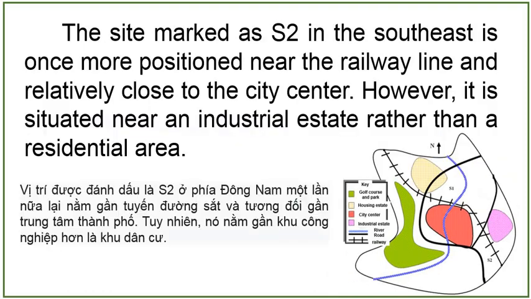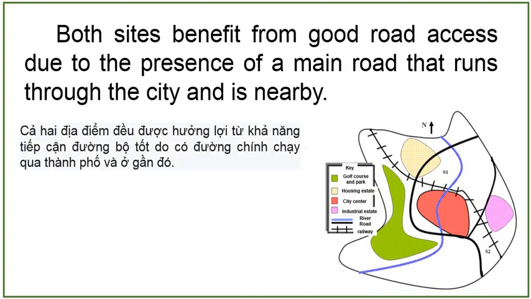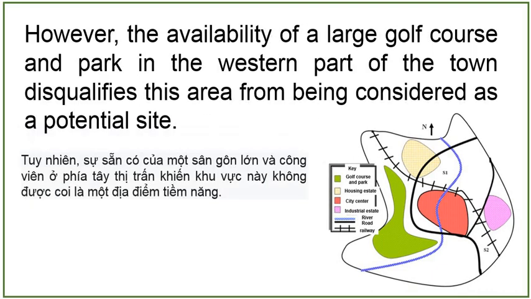The site, marked as S2 in the southeast, is once more positioned near the railway line and relatively close to the city center. However, it is situated near an industrial estate rather than a residential area. Both sites benefit from good road access due to the presence of a main road that runs through the city. However, the availability of a large golf course and park in the western part of the town disqualifies this area from being considered as a potential site.